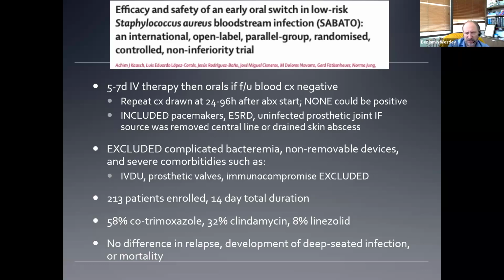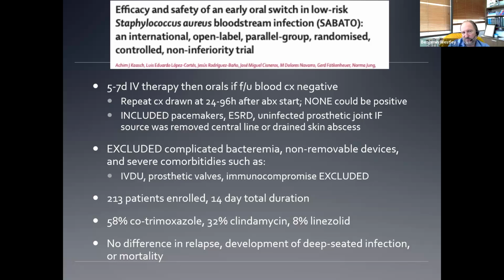And this study saw no difference in relapse of infection, development of deep-seated infection after starting treatment, or in mortality. So it seems that in carefully selected patients with an immediately source controllable infection, like a drained skin abscess or a central line that's removed, if they meet the criteria seen in this study, a swap to oral therapy for 14 days is probably reasonable.